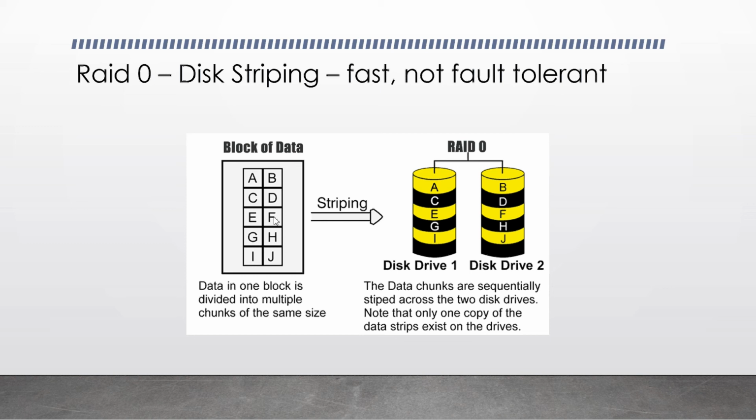So the picture of the illustration, block of data. You see how A and B are lateral, C and D. So A, C, E, G, and I is one disk. B, D, F, H, and J is another disk. So I'm just reading it along. Data in one block is divided into multiple chunks of the same size, and then the data chunks are sequentially striped across the two disk drives, noting that only one copy of the data strips exist on the drives.